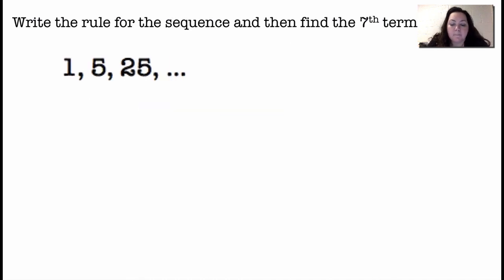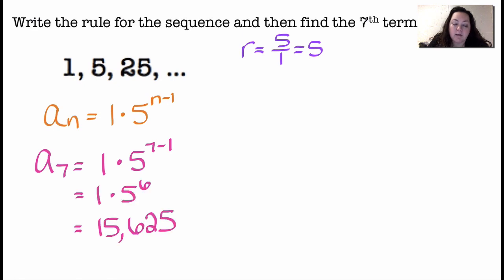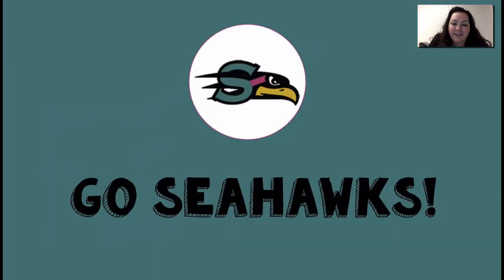All right, this one, my common ratio would be 5. So my equation is going to be 1 times 5 to the n minus 1. For the 7th term, I'll plug 7 in for n. 7 minus 1 is 6. So this would be 5 to the 6 times 1, which is just 5 to the 6, which gives me 15,625. All right, that's it.